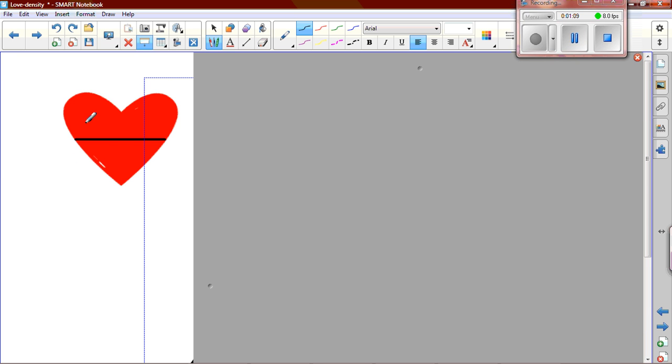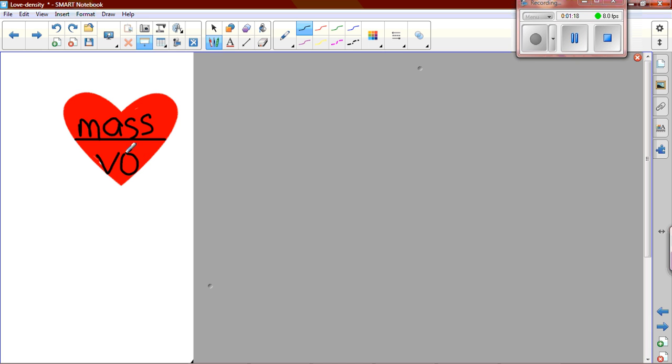You've got one way of looking at density with this heart, and so we're going to look at mass, and we're going to put volume at the bottom. And this is the formula for density. Density is equal to mass divided by volume.